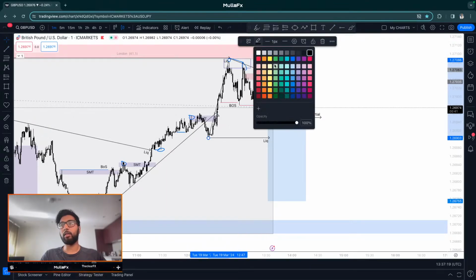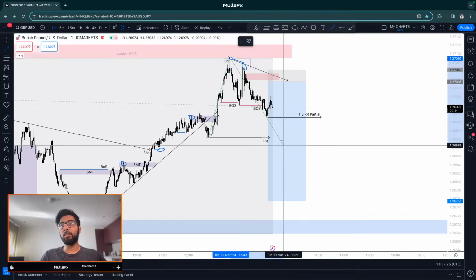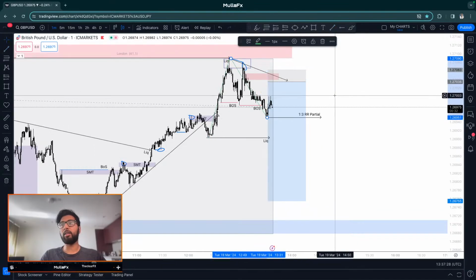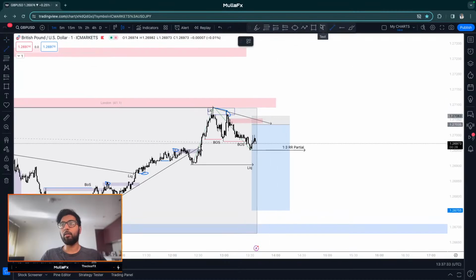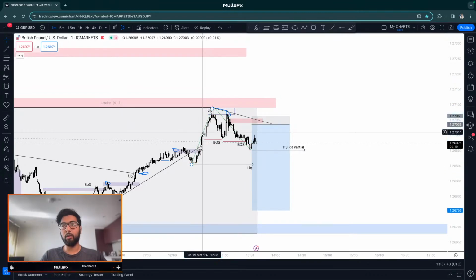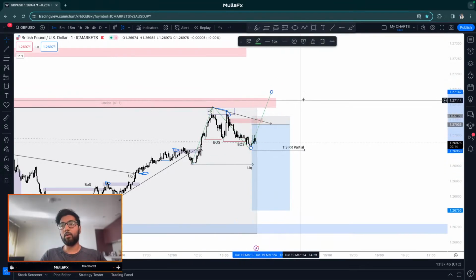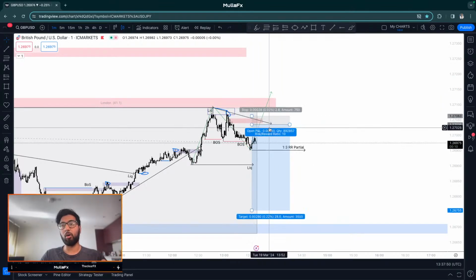Let me make this green. This is one leg, right? This is another leg. This could be another leg, and then price could just continue to the upside, right? So if I just clone this, price could just continue to the upside. So again, that's why we don't want to actually be in a bias, a strong bias at the moment.